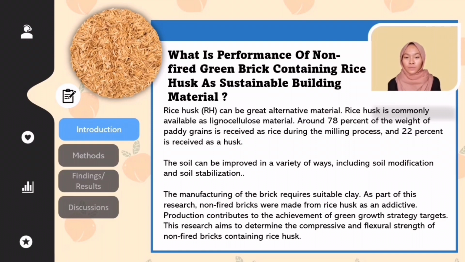The manufacturing of brick requires suitable clay. As a part of the solutions, non-fired bricks were made with rice husk as an additive. Production contributes to the achievement of green road stability targets. These solutions aim to determine the compressive and flexural strength of the non-fired brick containing rice husk.